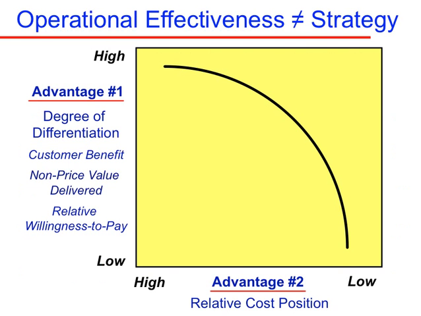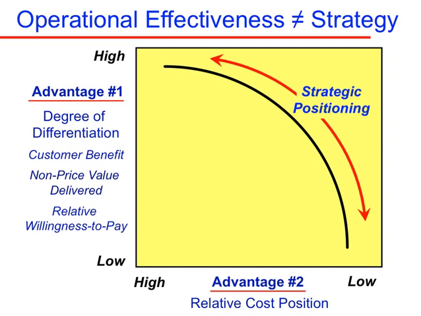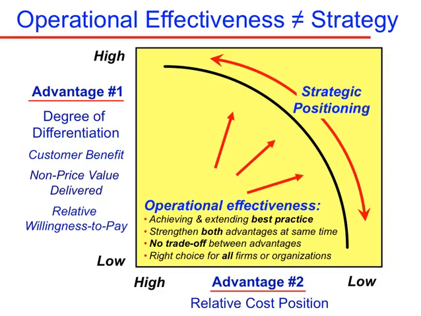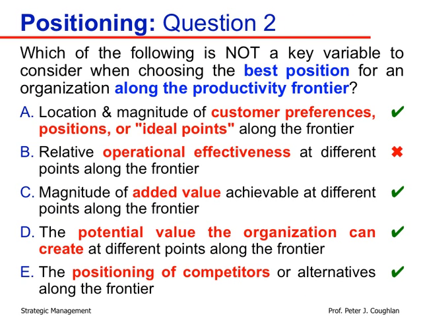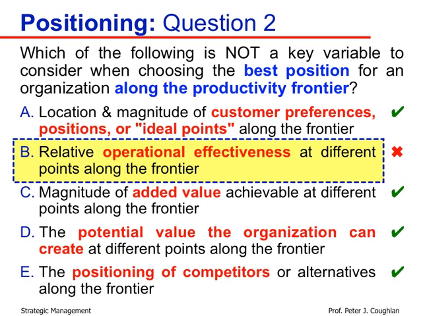Well, you may remember that whereas strategic positioning is about choosing a position along the frontier, operational effectiveness is about achieving and extending best practice and strengthening both advantages at the same time, such that you're moving towards the frontier. By definition, therefore, operational effectiveness does not dictate where you position along the frontier. It's not even about moving along the frontier. It's about moving towards the frontier. So we can confirm that the relative operational effectiveness at different points along the frontier is not a consideration: if you're on the frontier, you are operationally effective by definition. And so that is not a consideration when choosing the best position for an organization along the productivity frontier.